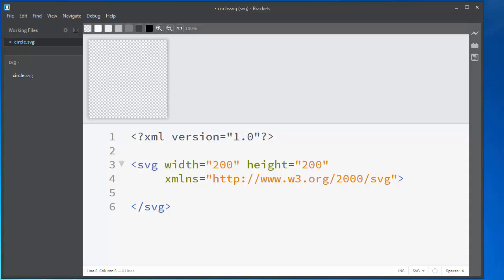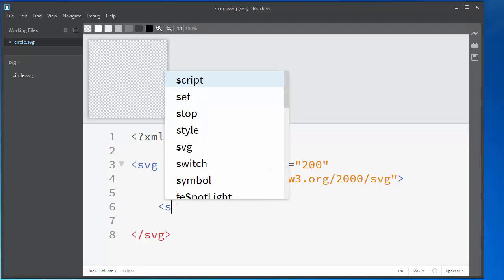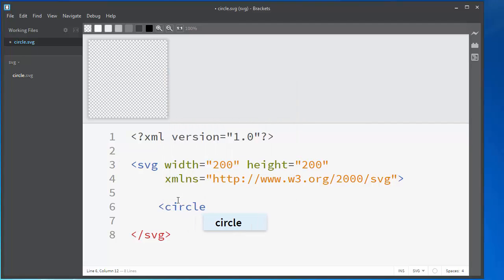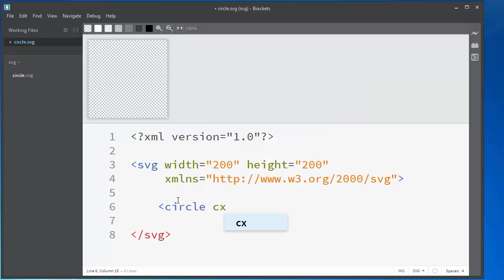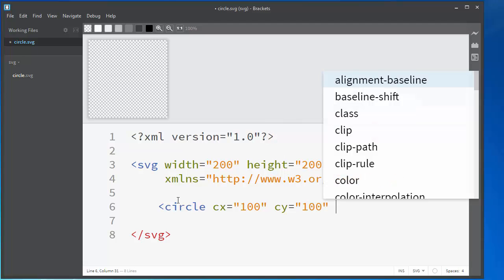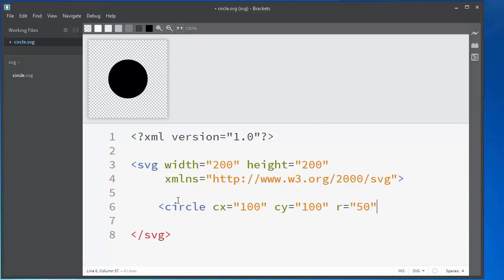Hi, let's talk about how to draw a circle with a blue stroke, or a stroke with any other color. Here we have an SVG skeleton and let's draw a circle by calling the circle tag, and let's say that the center of our circle has its x coordinate 100, its y coordinate 100, and that radius is 50.